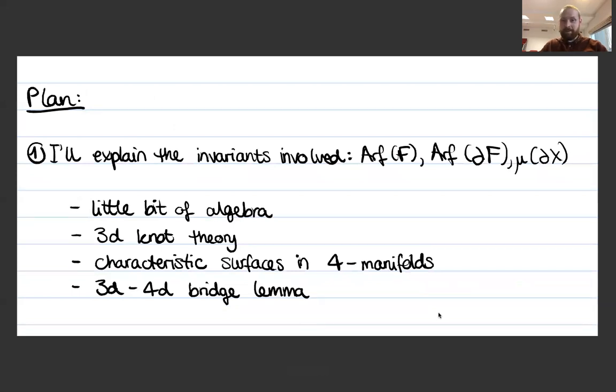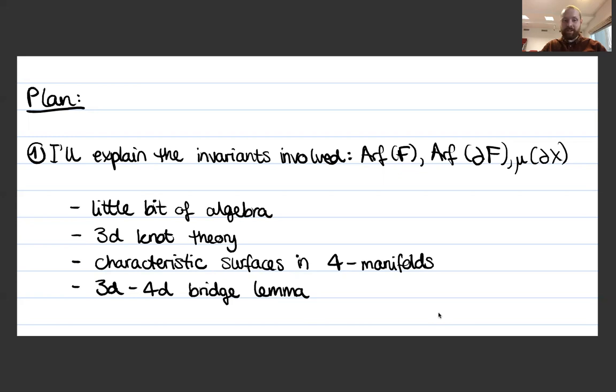So our plan is that I'm going to first explain to you this Arf invariant of a characteristic surface in a four manifold, the Arf invariant of a knot in a homology sphere, and the Rocklin invariant of a homology sphere. And how we'll go about doing this is I'll start with a little bit of algebra just involving Arf invariants. Then I'll discuss some three-dimensional knot theory. Then I'll discuss characteristic surfaces in four manifolds.